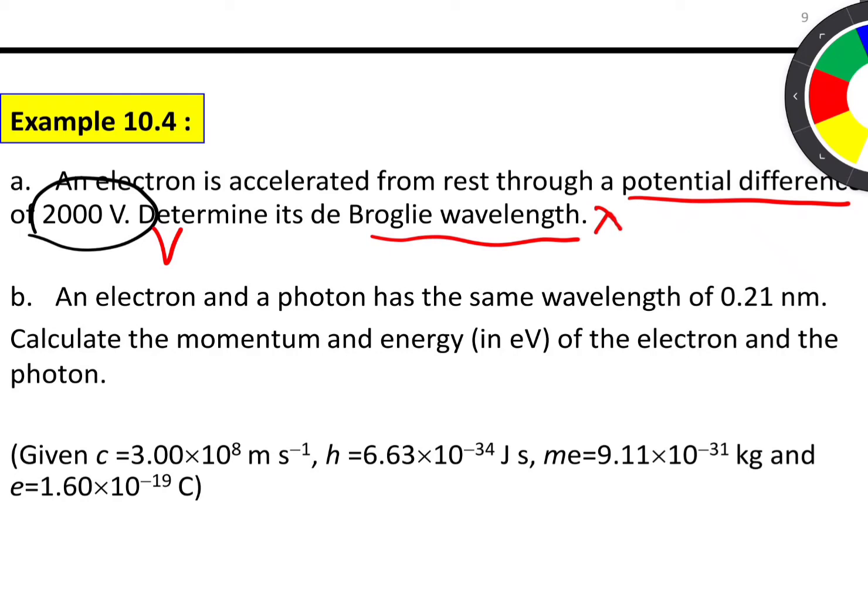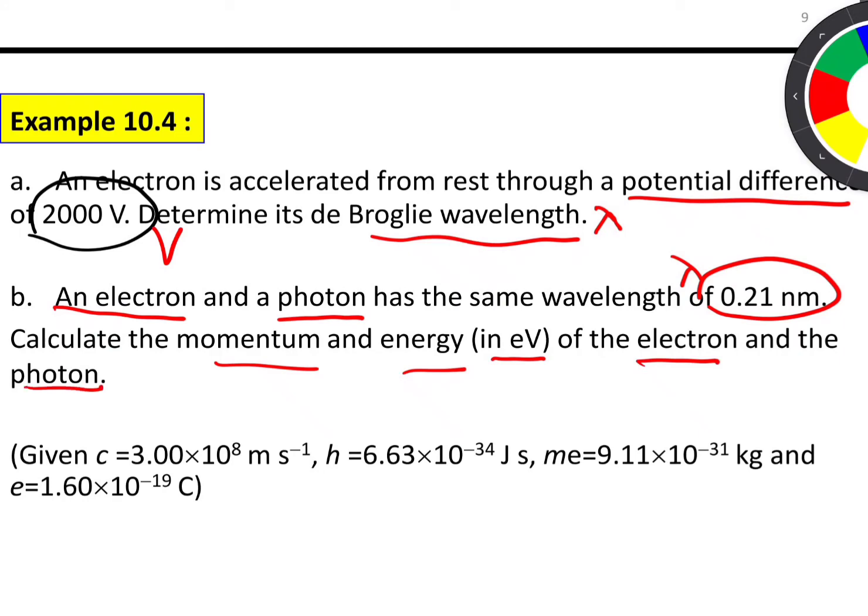Dan soalan kedua, an electron and photon, bukan proton photon, has the same wavelength. Wavelength dia sama. So 0.21 nanometer. Calculate the momentum and energy in electron volt of the electron and the photon. Given the constant value untuk speed of light, Planck constant, mass of electron, and charge untuk electron. So kita tengok dia punya solution.